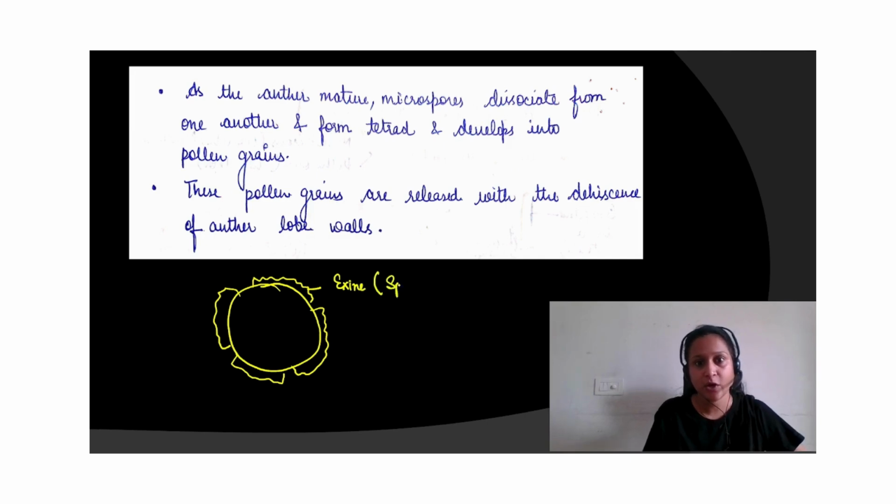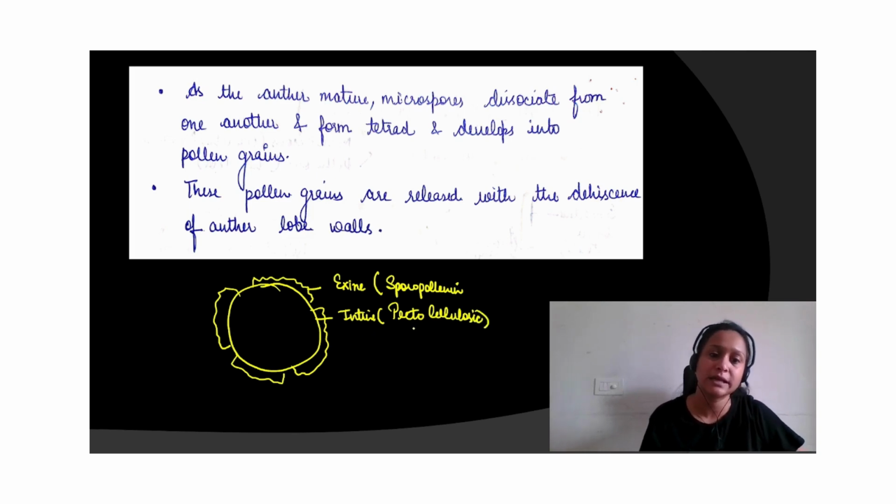Exine has a thickening of sporopollenin, and this intine layer is made up of pectin and cellulose. So it is pectocellulosic in nature. It is rich in pectin and cellulose. Of course, there is a plasma membrane inside.